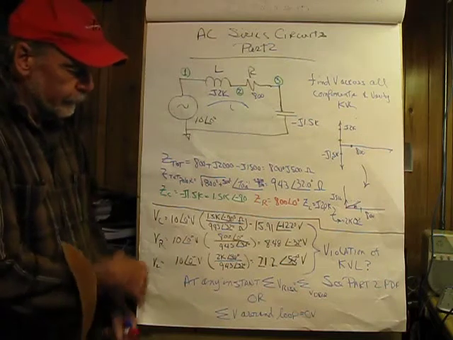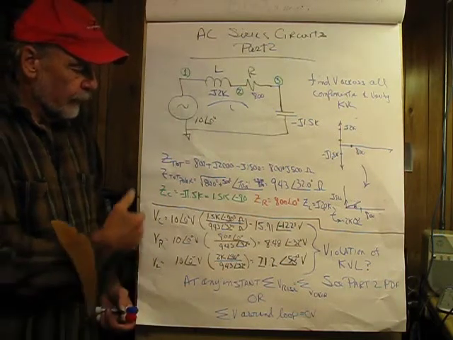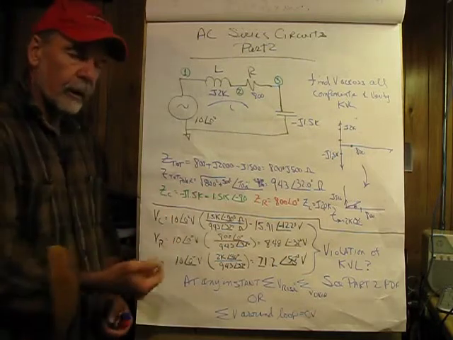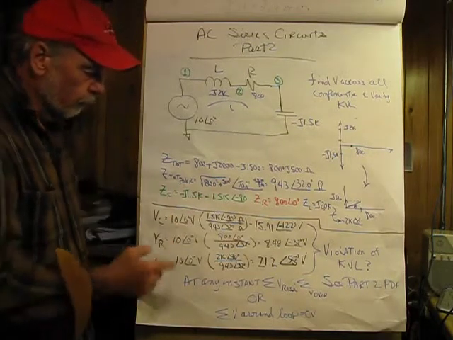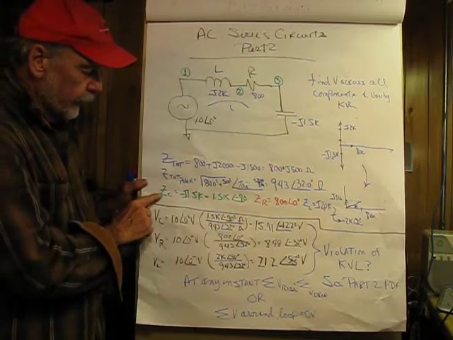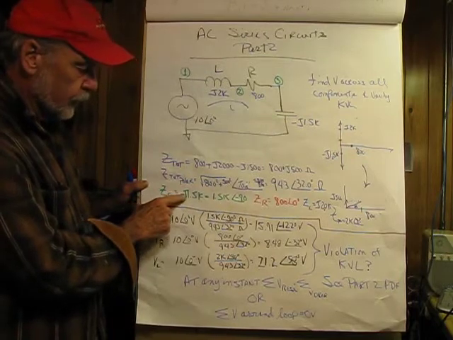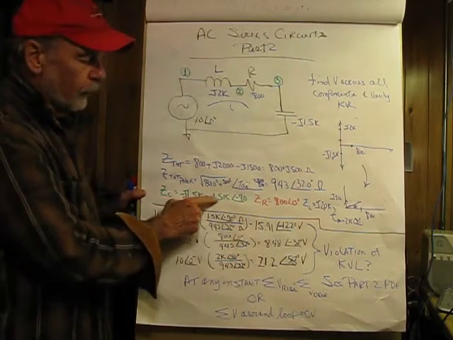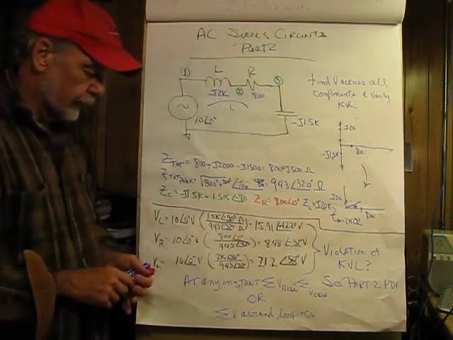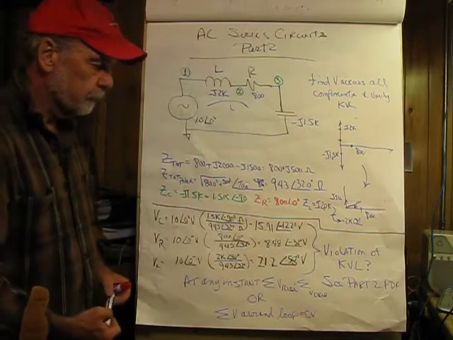If we go further with this, we're going to be using voltage divider. We need to convert the rectangular form of the capacitors and inductors into polar form, so I've done that here. Z capacitor, so this is the impedance, is equal to negative J1.5K, which is the same as 1.5K at negative 90 degrees ohms.